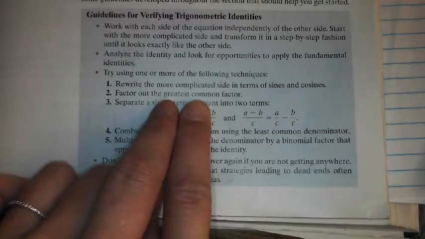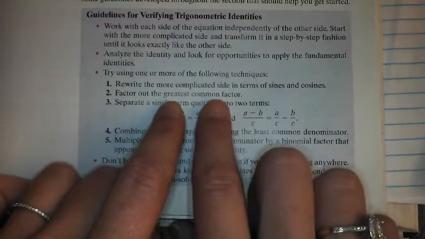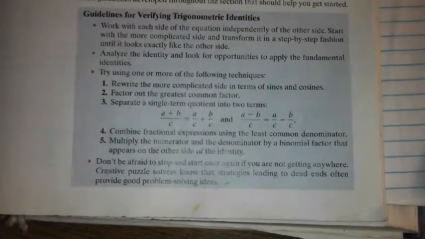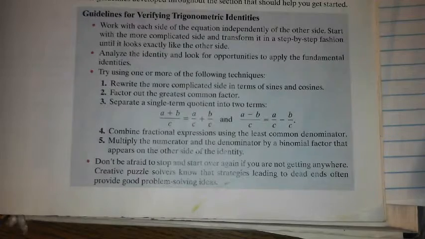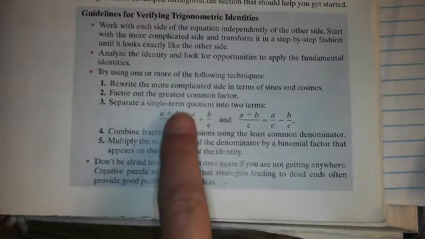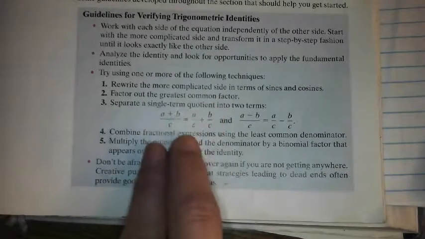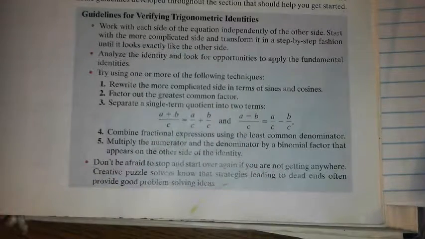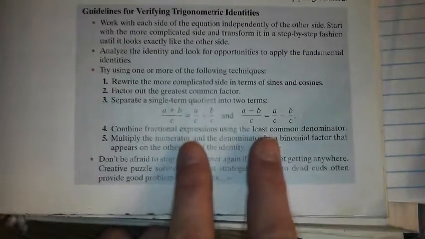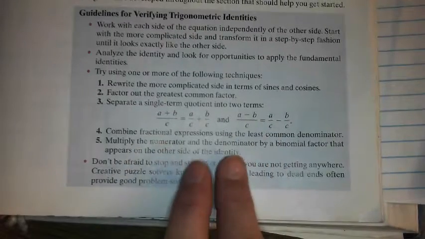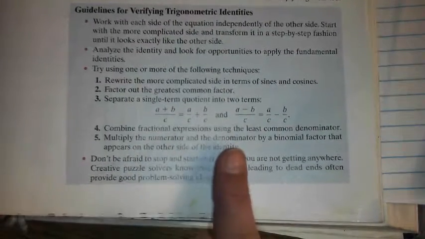Factoring out GCFs. You've seen a lot of factoring in general when we're simplifying, and when you factor out something, what's left might be a Pythagorean identity that can now be substituted for. Splitting up fractions. If you have a binomial over a monomial, we did a lot of A over C plus B over C, and some things might simplify out that way. Combining fractional expressions, like getting a common denominator and adding fractions. We've seen examples of all of these.